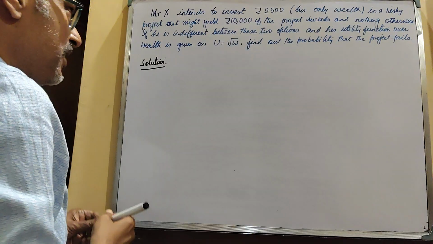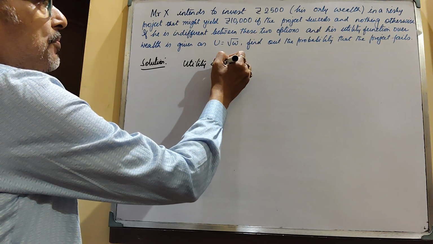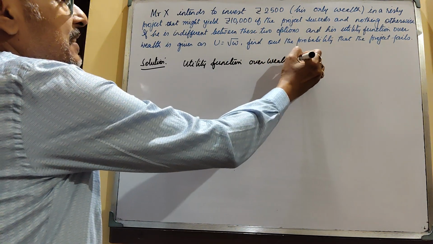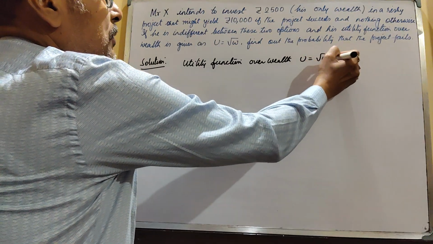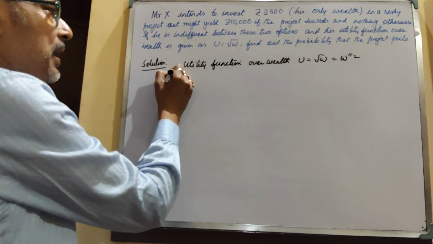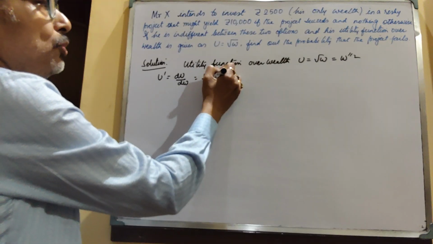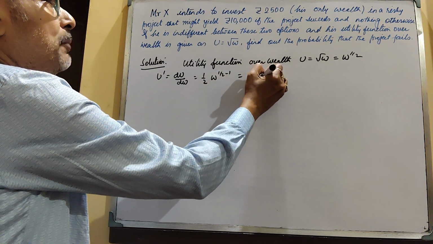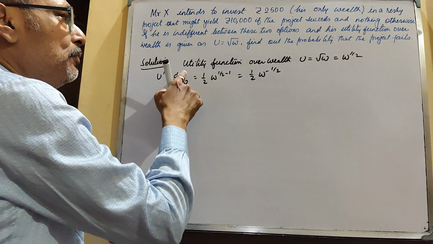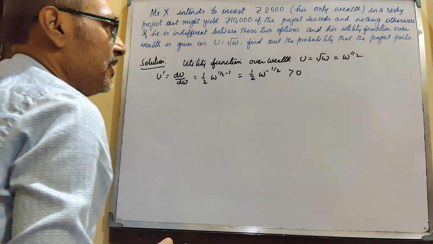Now the utility function is given over wealth. What is this? u equals under root w, that is w to the power half. We first differentiate: u prime, that is du by dw, is half w to the power half minus 1, that is half w to the power minus half. U prime is du by dw. We differentiate u with respect to w. This is greater than 0.